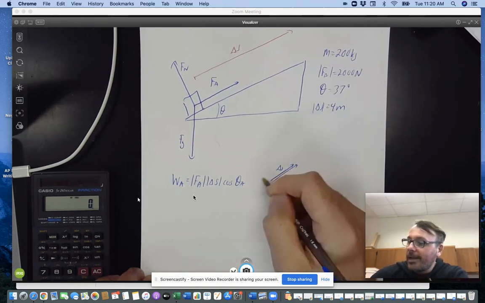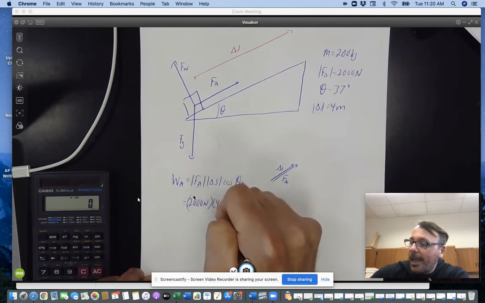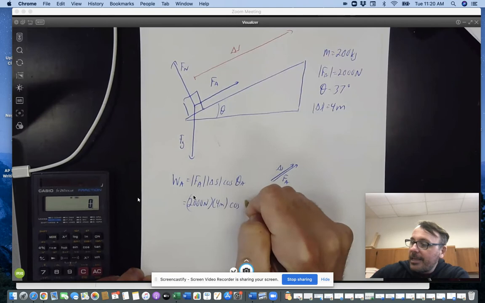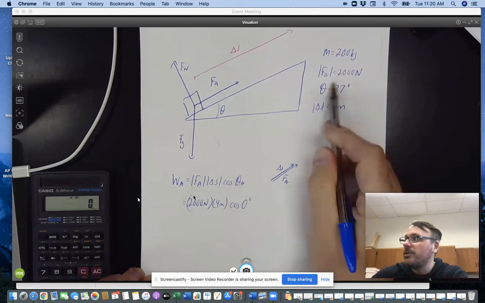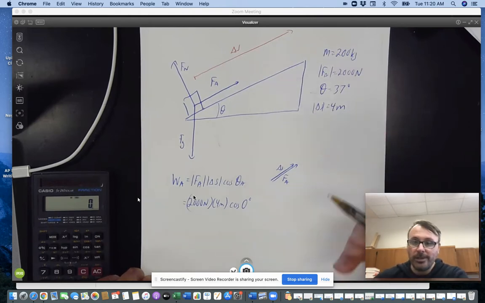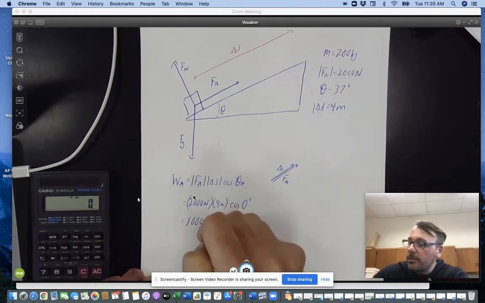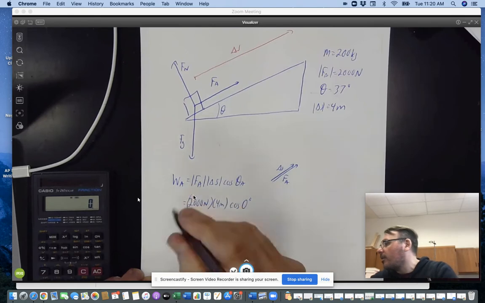And so that lets us know that the angle I want here is a 0-degree angle, right? I think it's very easy in this problem to want to be throwing 37 around, but we don't want to throw 37 around. We want to know that the theta in the work equation is the angle between the force and the displacement. So that gives us 8,000 joules there. Do that one in my head easy enough. I think all of us can.